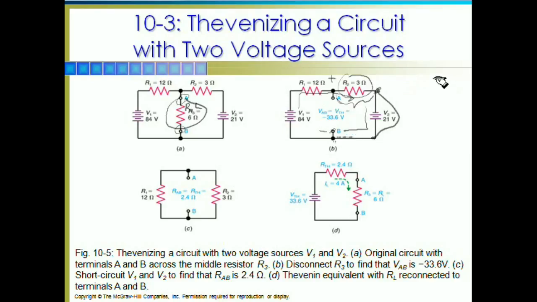So we're looking at approximately 1/5 the total resistance, with 84 volts as my voltage source. So 84 divided by 5 is going to equal 16.8 volts. And because it's a negative source, I'm going to see negative 16.8 volts.